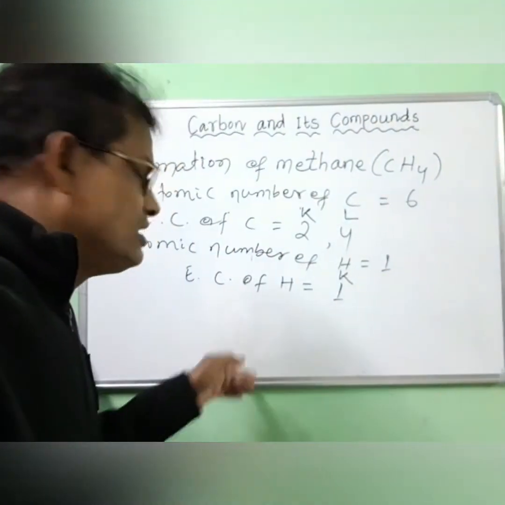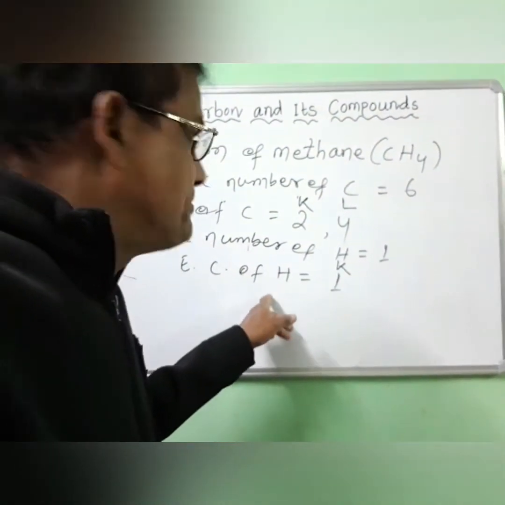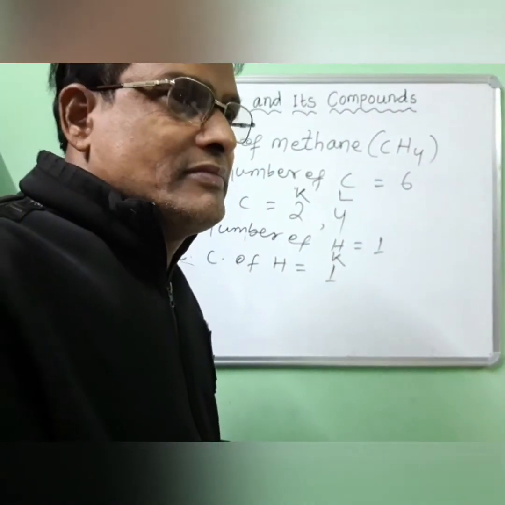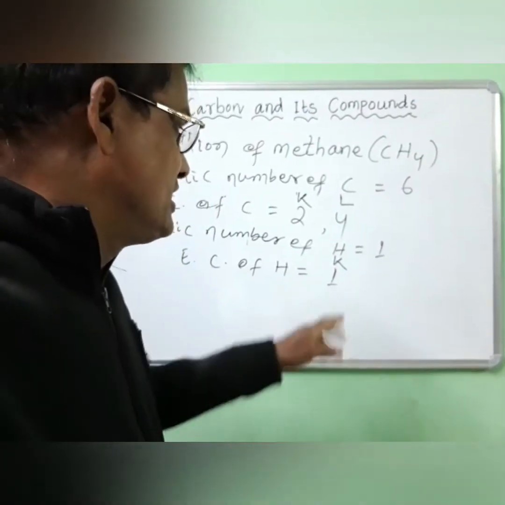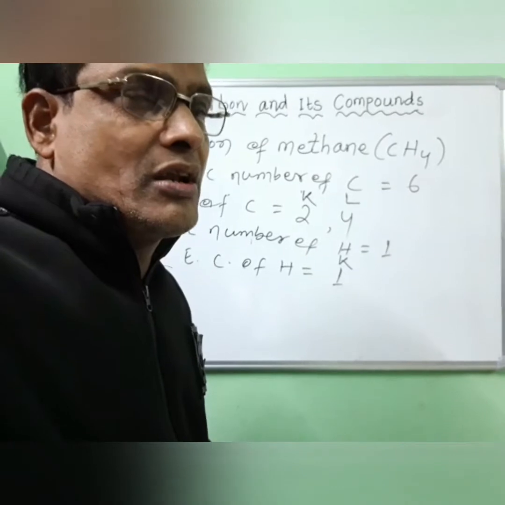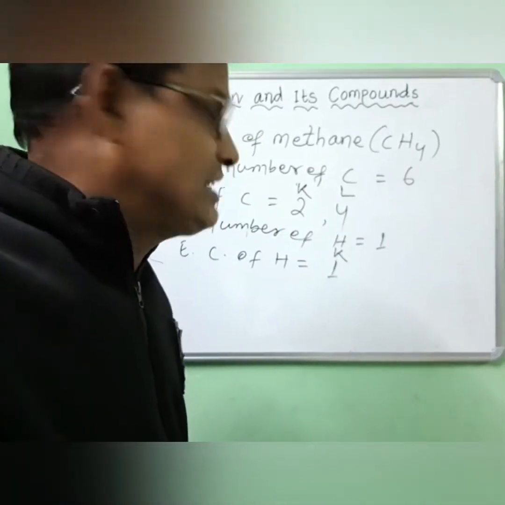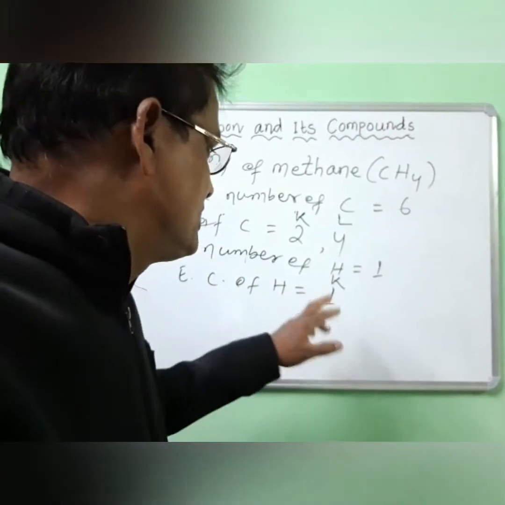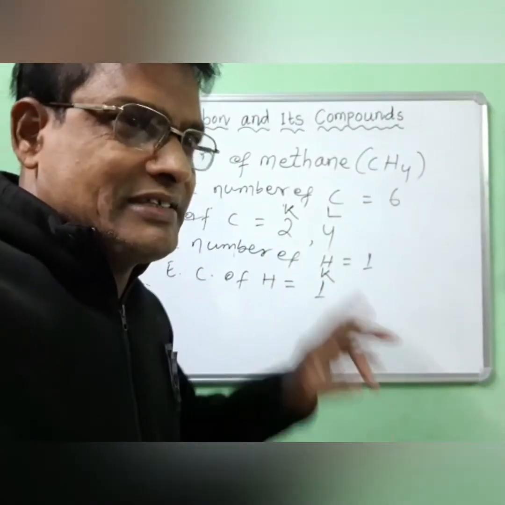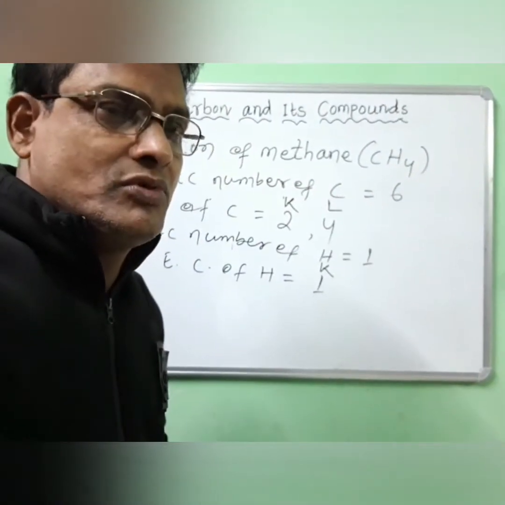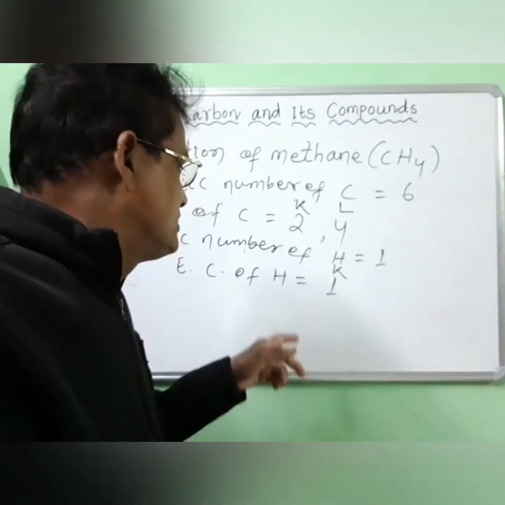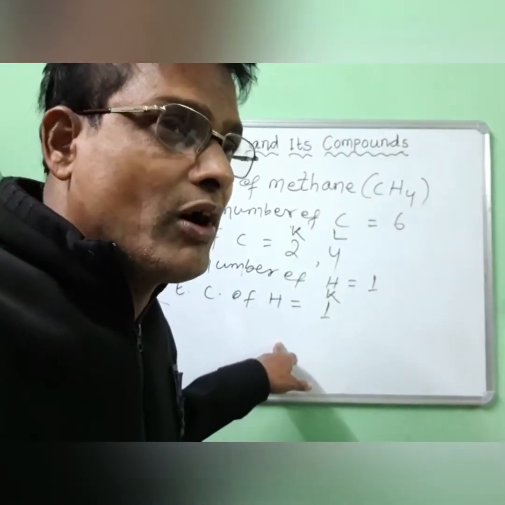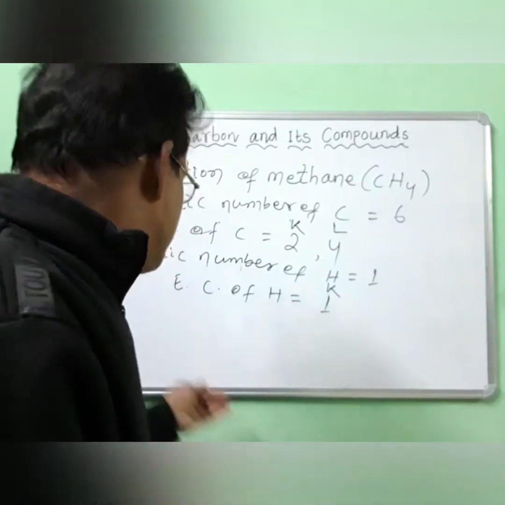This is achieved by each hydrogen atom by sharing its 1 electron with the carbon atom. That means each hydrogen atom shares its single electron with the carbon atom to attain its nearest noble gas configuration, that is the configuration of helium, that is 2 electrons. Okay, so let us draw.